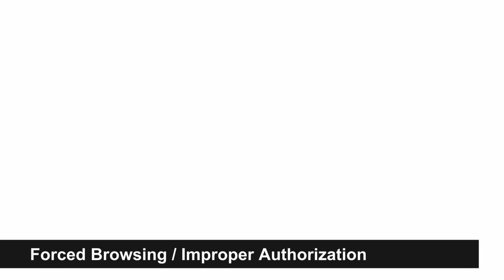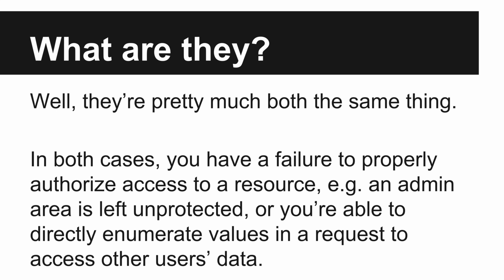Now that we've got some XSS stuff out of the way, let's talk about forced browsing and improper authorization. In both cases, you have an authorization failure. For instance, an admin area where the root of the admin console is protected, but some specific function in it isn't. Or in level 1, you could enumerate IDs in posts and see others' data. These are things that your user shouldn't be able to see or guess.